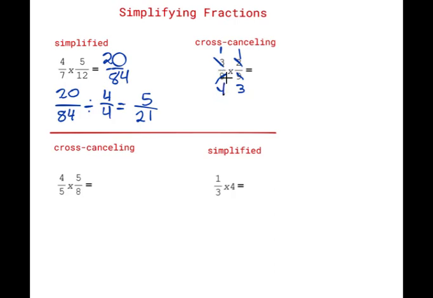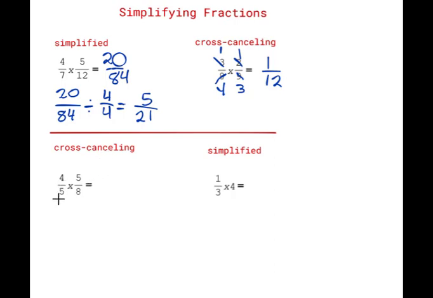And now that we have it in simplest terms, we're going to multiply straight across. So 1 times 1 is 1, and 4 times 3 is 12. And now we have it simplified because the only common factor they have is 1. Let's try another cross-canceling problem.